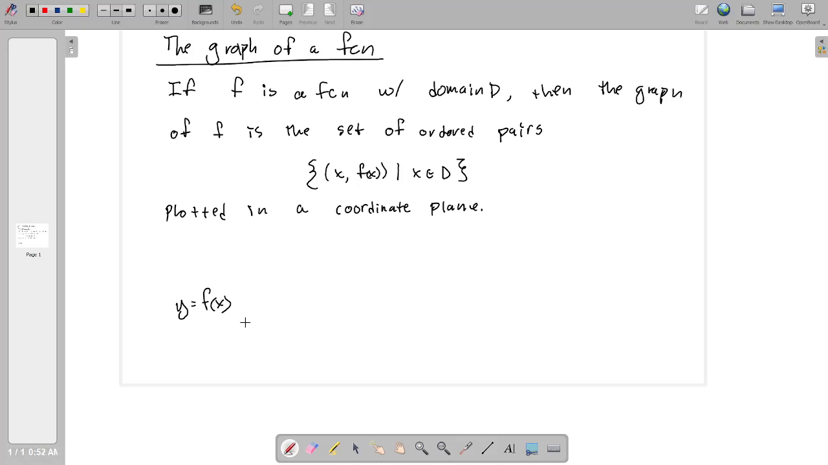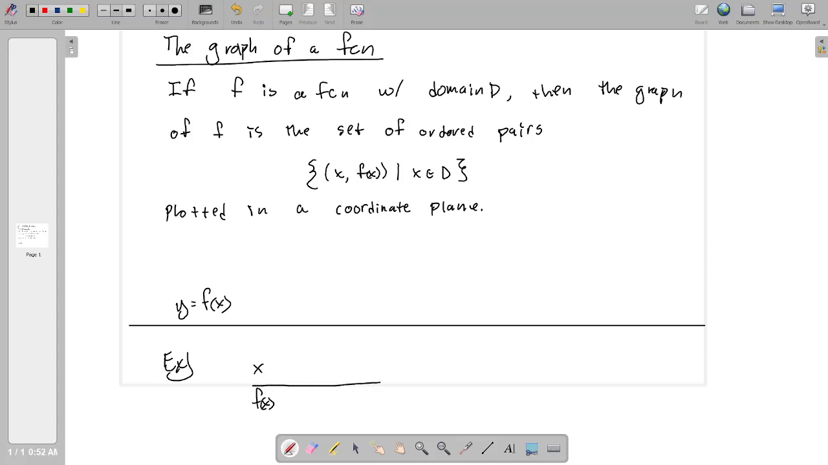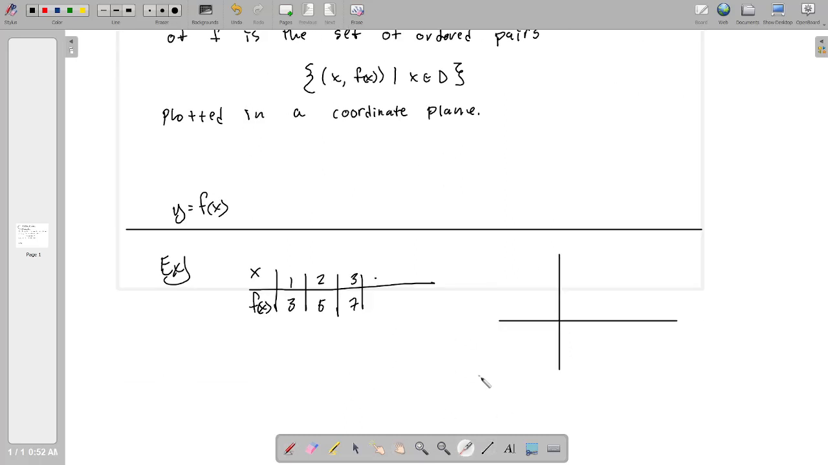So for instance, if we had a function that looked like this. So if x was 1 and f of x was 3, and x was 2, f of x was 5, x was 3, f of x was 7, and so on, then f of x becomes the y-coordinate in the ordered pairs on the plane. So here, this would correspond to the coordinate 1, 3. This would correspond to the coordinate 2, 5. And this would correspond to the coordinate 3, 7.